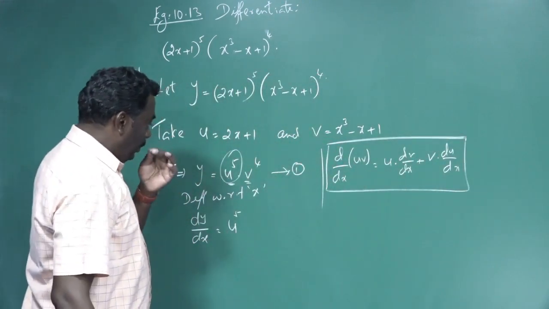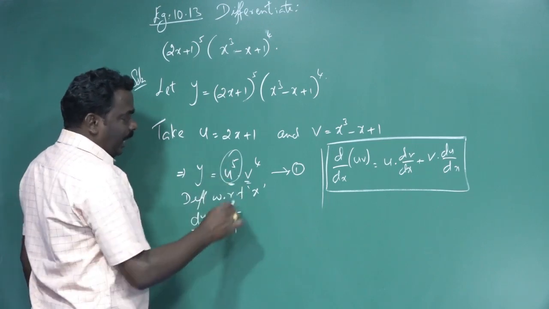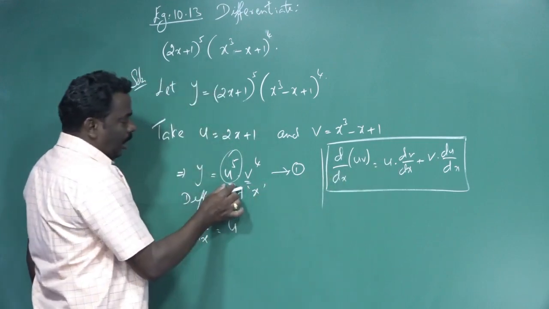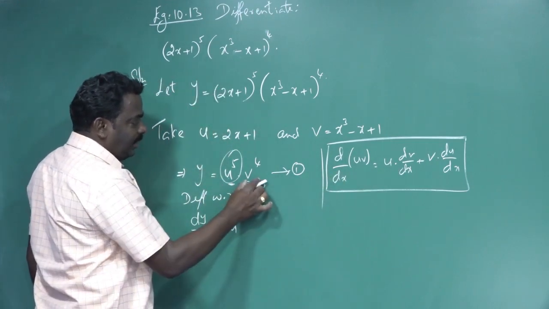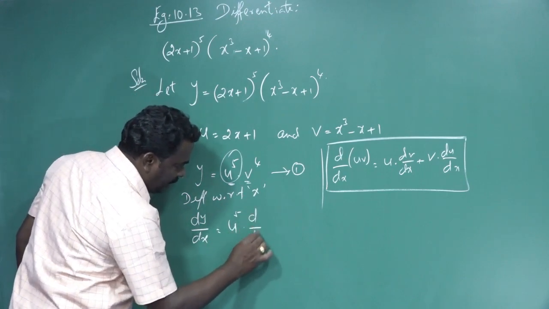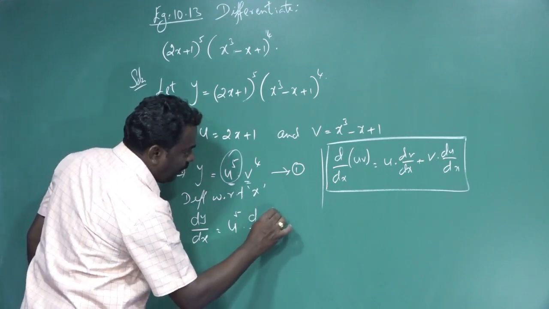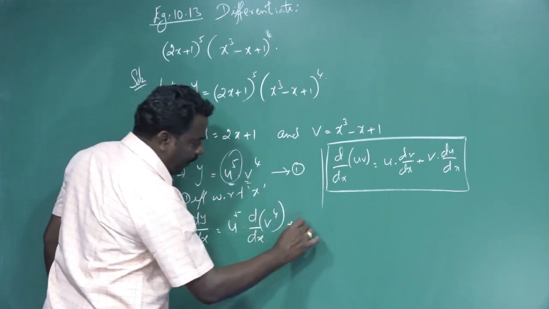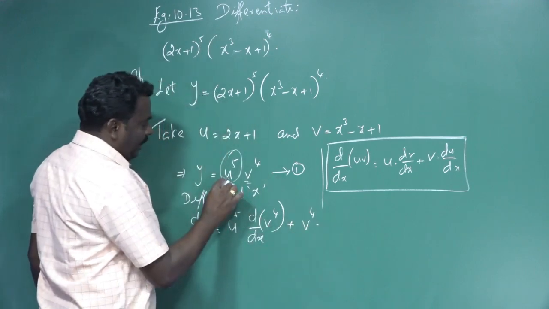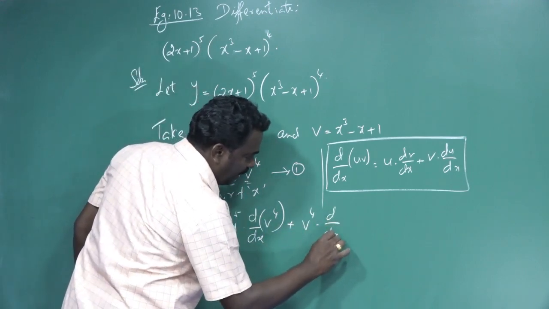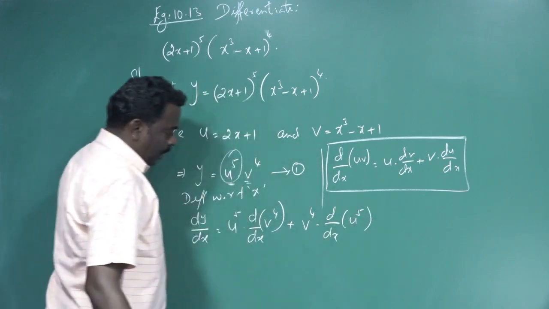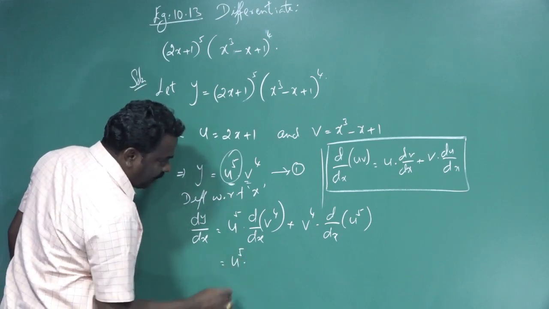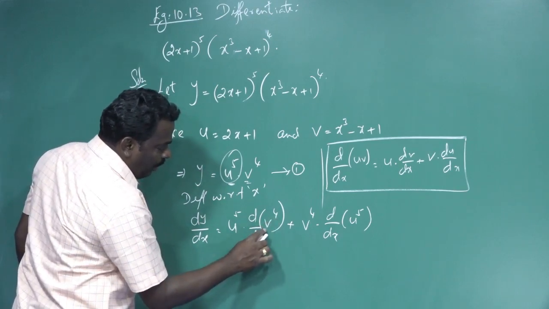Now using the product rule here, u is u^5 and v is v^4. First keep the u term, u^5, as it is, and differentiate the second term, d by dx of v^4, plus again keep the v term, v^4, as it is, and differentiate the first term, d by dx of u^5. Now differentiate: u^5 as it is, differentiate v^4 with respect to x.